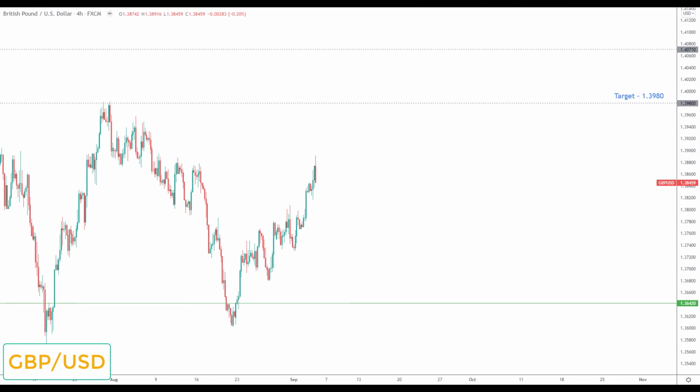Pound dollar. Now, pound dollar also reversed to the upside. However, you can see the reversal was not as volatile as we saw in Aussie and New Zealand. So I favor those commodity currencies going into next week. But any pullback in pound dollar will be viewed as an opportunity to look for bullish setups into the next key resistance to the upside, at the 1.3980.